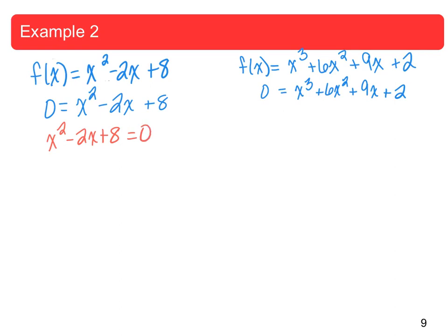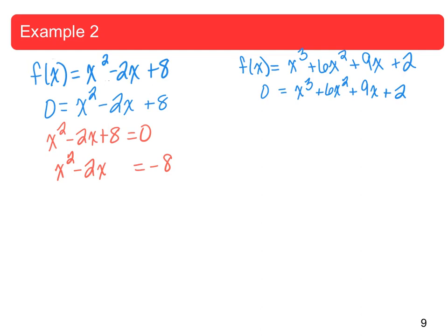My first step, now we're not finding the vertex. We are solving this using completing the square. So my first step here is to move that 8 over. So I have x squared minus 2x equals negative 8. Okay? Now I'm going to complete the square.